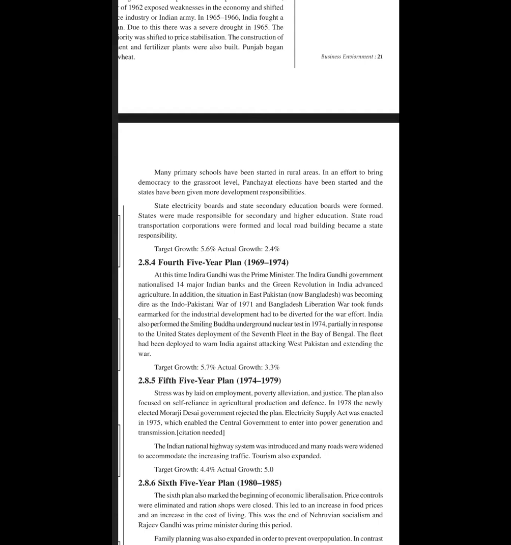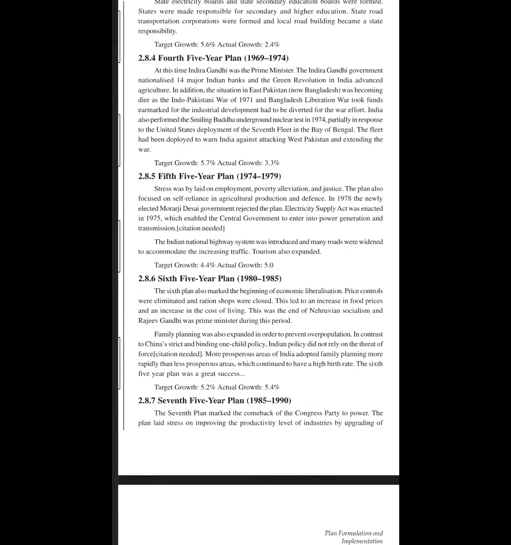Now, the fifth 5 year plan, in the year 1974 to 1979. In this 5 year plan, India was able to achieve a good growth. This 5 year plan gave more focus on the development of employment opportunities, poverty alleviation, and justice. So this 5 year plan is very important. Now, the sixth 5 year plan was established in the year 1980. In the year 1980, the sixth 5 year plan was started.